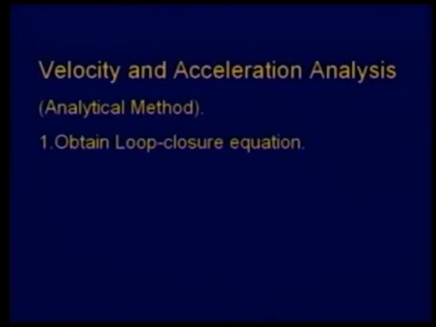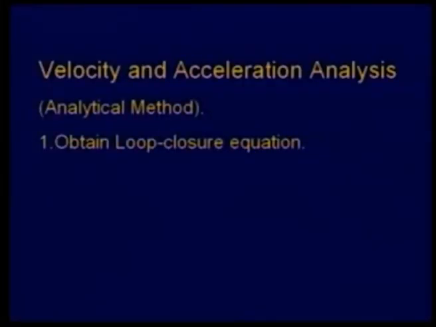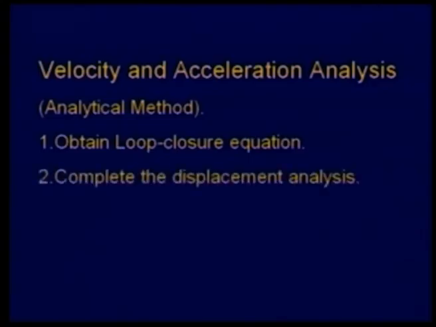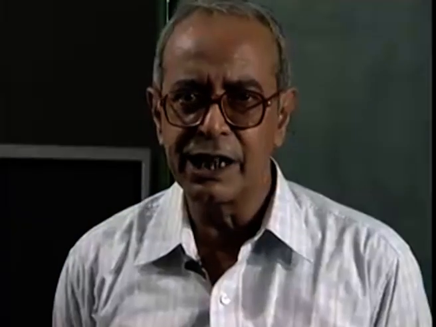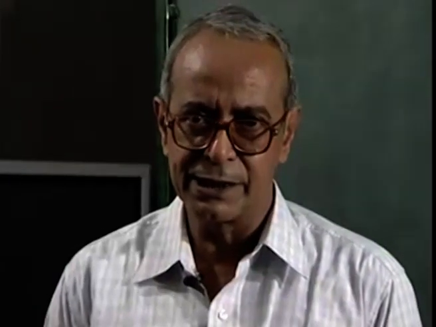In analytical method, just as in the displacement analysis, we start with the loop closure equation. That means we represent the link lengths and sliding displacement as vector quantities and go through each loop that is present in the mechanism and write the corresponding loop closure equation in terms of these vectors. The first step for carrying out the velocity and acceleration analysis is obviously to complete the displacement analysis.